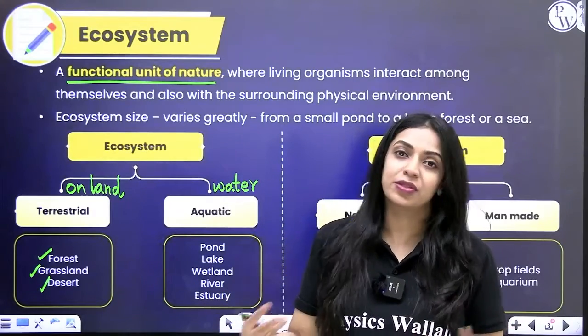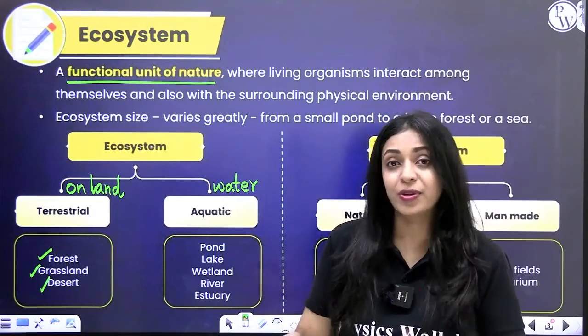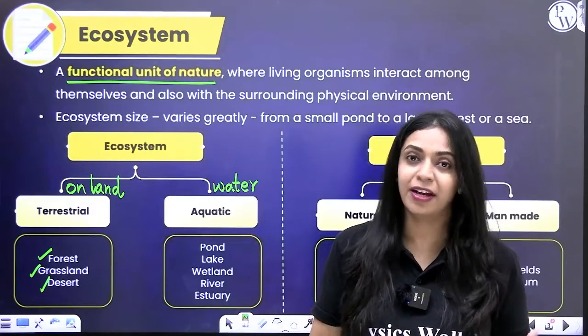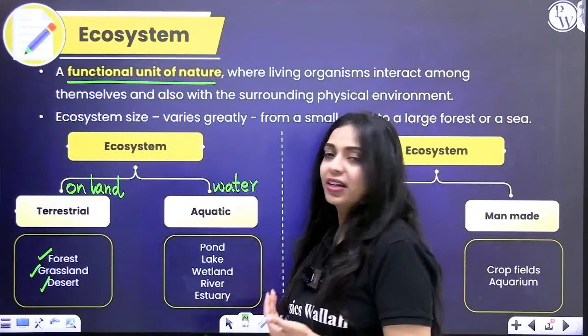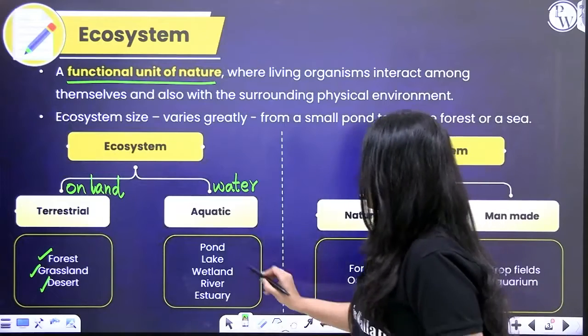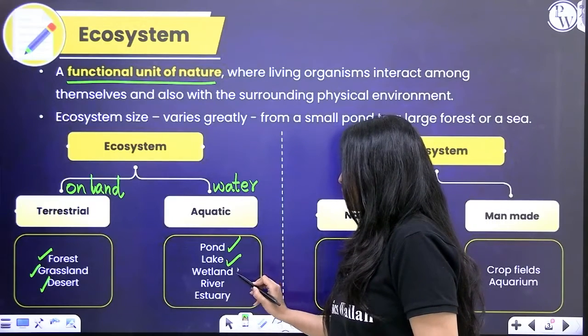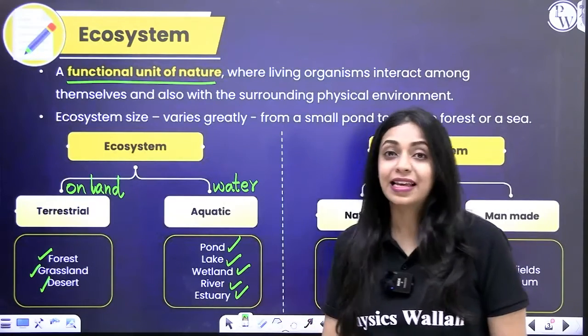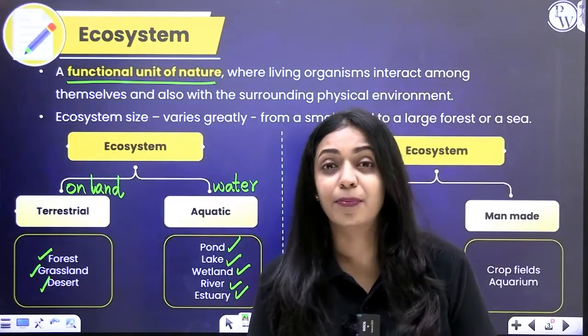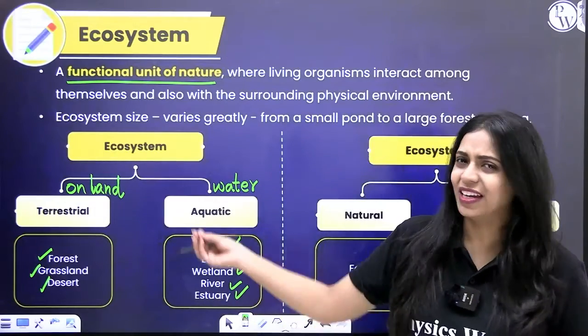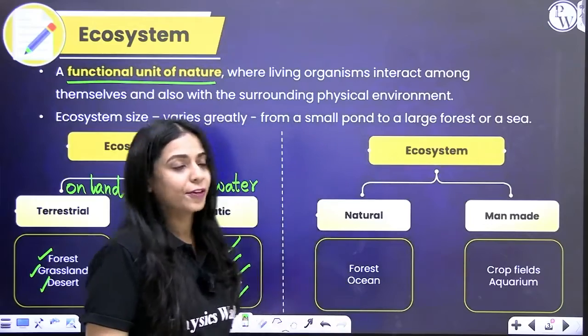Similarly, you have ecosystems in water as well. It could be salt water, it could be fresh water. So depending upon what it is, you have different kinds of aquatic ecosystems. You have ponds, you have lakes, you have wetlands, rivers, estuaries, seas, oceans. All of these are examples of aquatic ecosystem. Very simple to understand this classification.